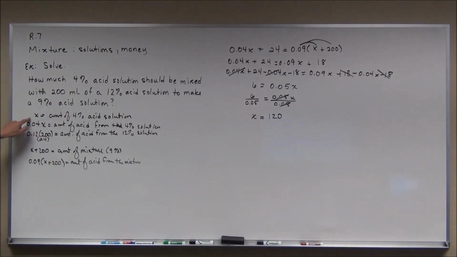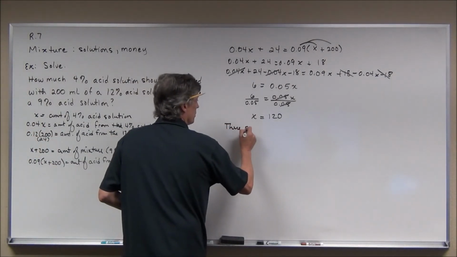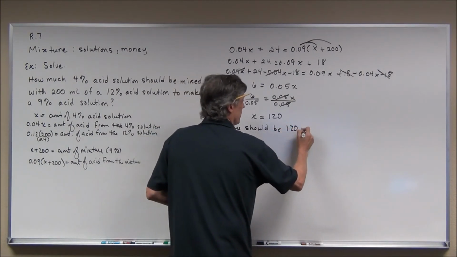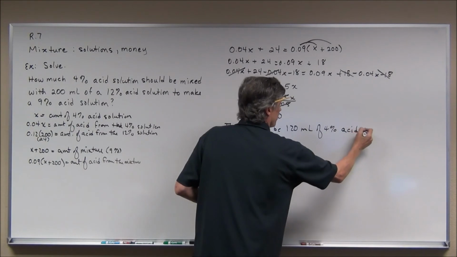x, remember, is the amount of the 4% solution, and that's what they're asking for. So there should be, don't forget your units, 120 milliliters of 4% acid solution.